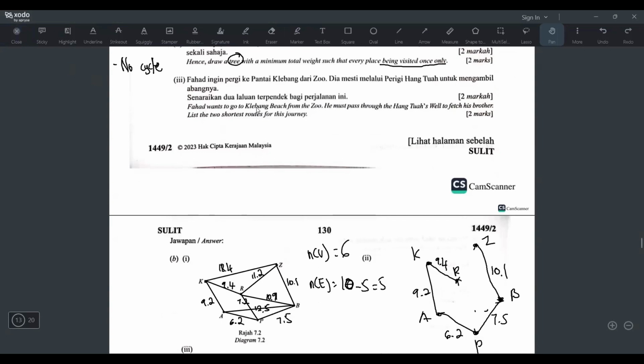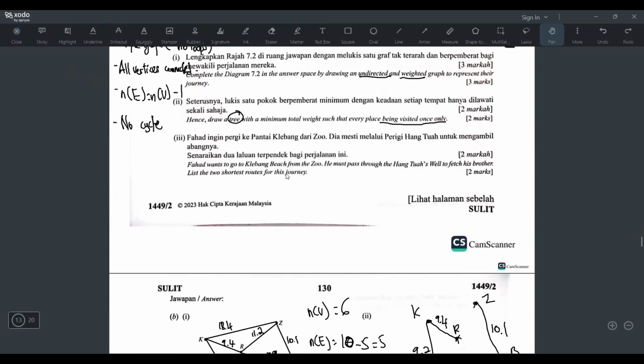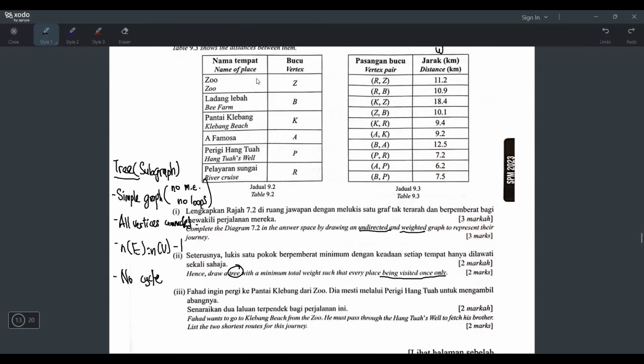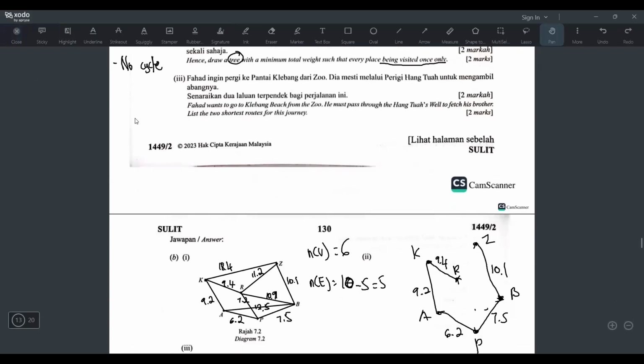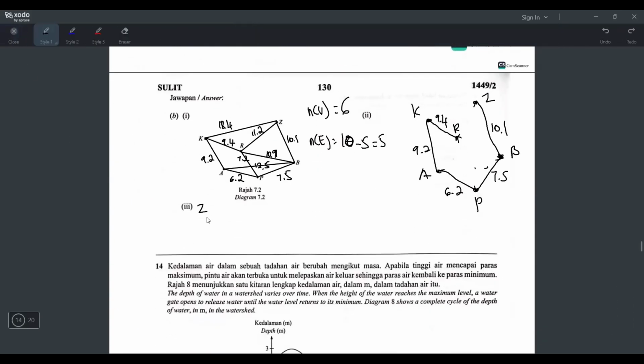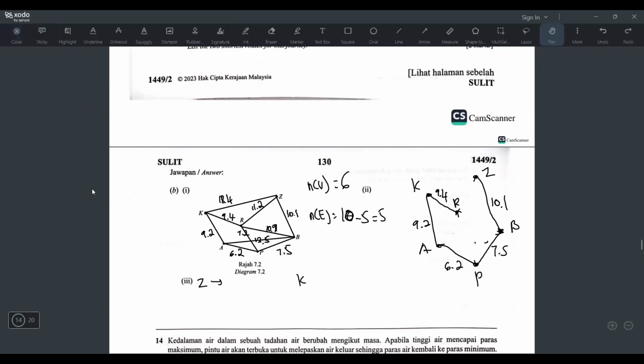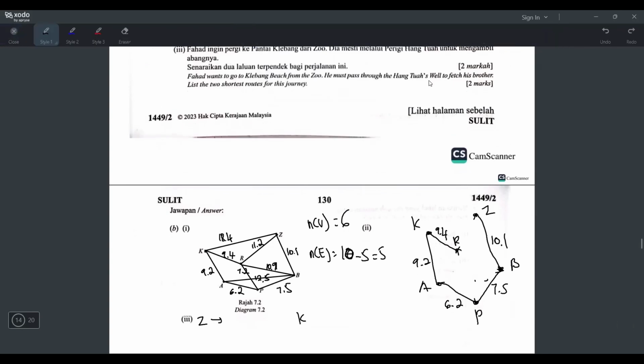Number 3, Fahad wants to go to Kelebang Beach from the zoo. He must pass through Hang Tuah, fetch his brother. List the 2 shortest routes for his journey. So Kelebang from zoo passes through Hang Tuah. Let's see the symbols first. Kelebang is K, zoo is Z, and Hang Tuah is P. So Z goes to K but has to pass through P.